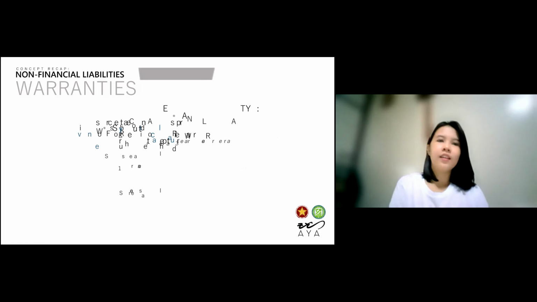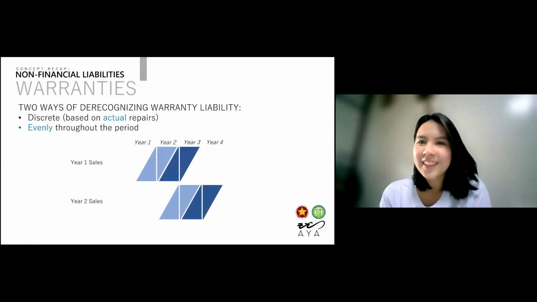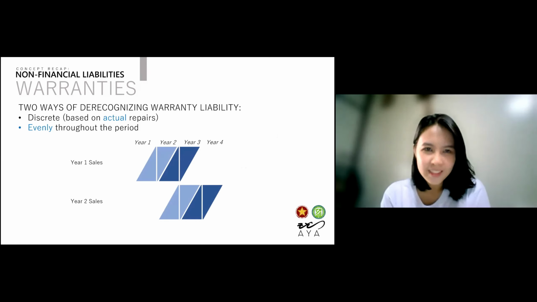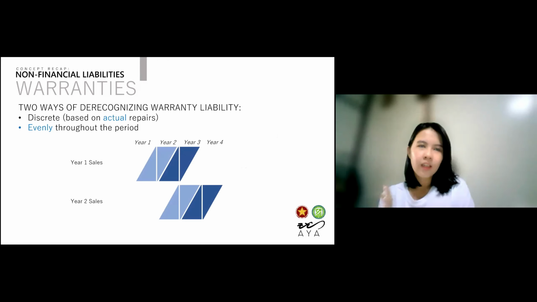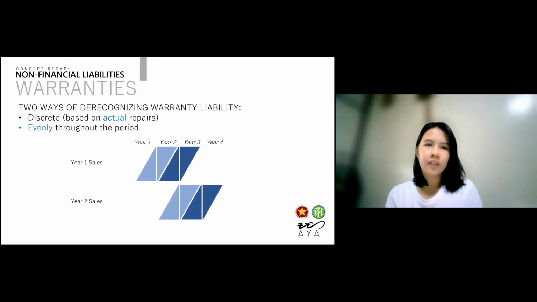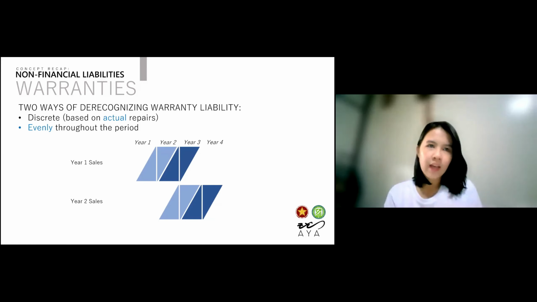So, next. Okay, so these are one of the questions that I received from you guys. So there are two ways of recognizing a warranty liability. First is the discrete method, which are, di ba pag nag-recognize ka ng liability, meron kang credit to warranty liability, ang adjustment mo sa kanya is based on actual cost. So, dinedebit mo si warranty liability based dun sa actual na cost na na-incur mo.